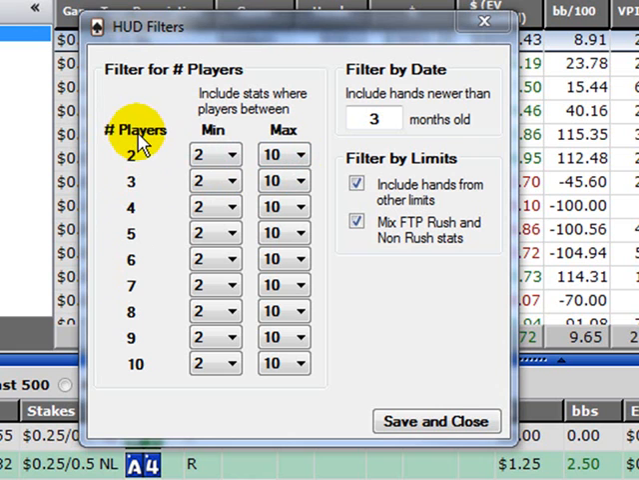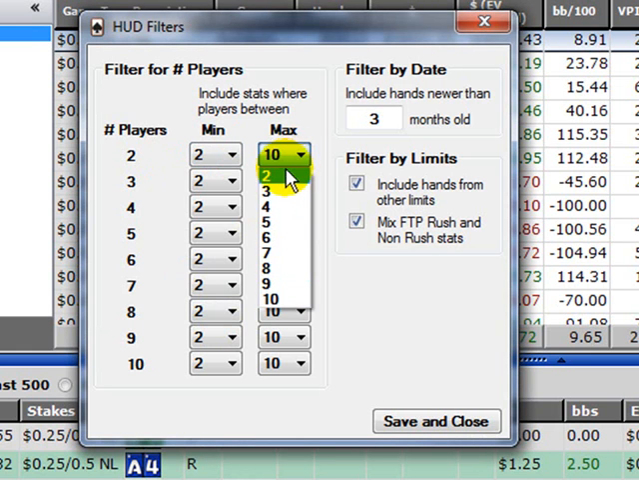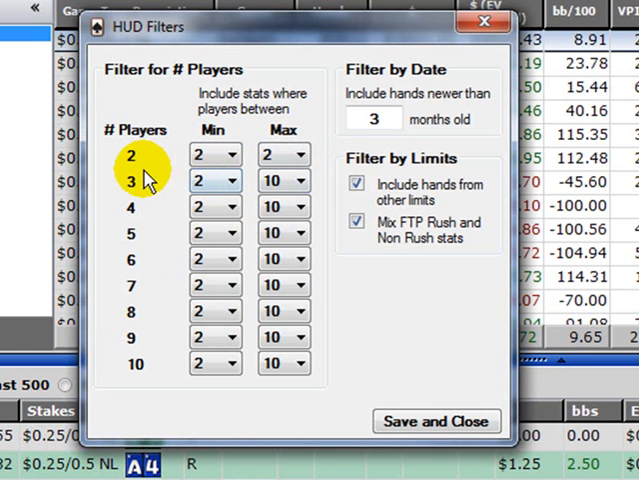So the first thing I would do is number of players 2. This is saying when 2 players are dealt into the hand, I want my HUD to show hands where 2 through 10 players have been dealt into the hand. And if you play heads up in a mix, this isn't all that useful if you see the same player. So change this to 2 and 2. That way, when 2 players are dealt into the hand, your HUD is only going to show hands where 2 players were dealt into the hand.